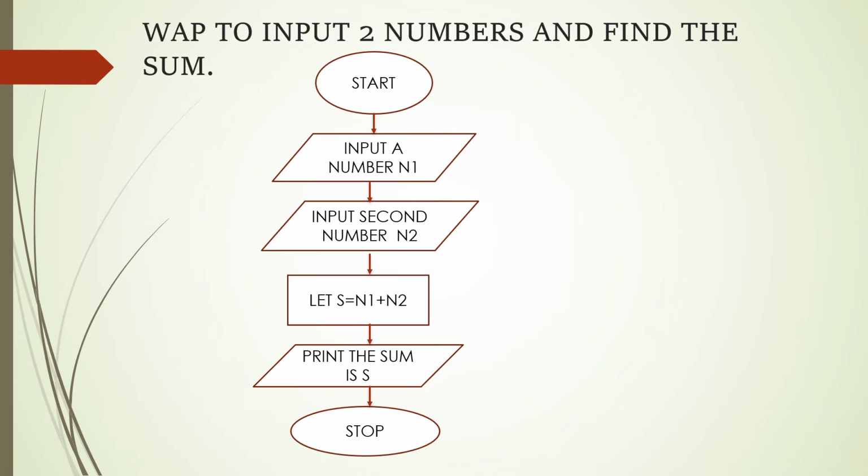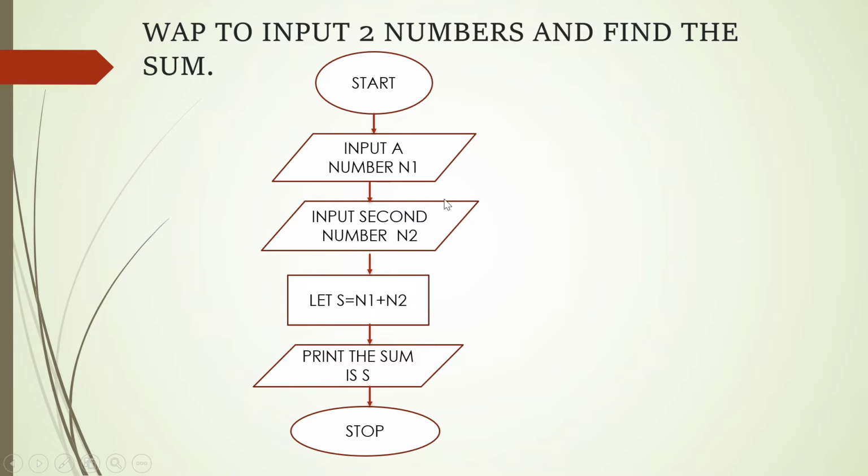Next, we will go to a program called write a program. So WAP is used for: write a program to input two numbers and find the sum. So this is again a very interesting program. First, we are taking the start oval box, connector, input a number n1. Now what is n1? n1 is a variable. What is a variable? I will not be discussing so much.